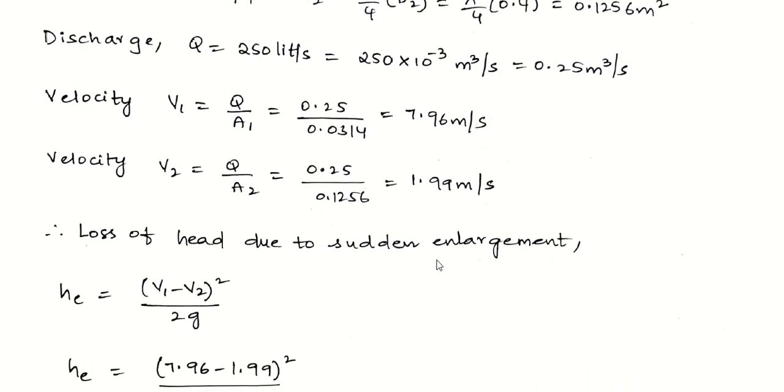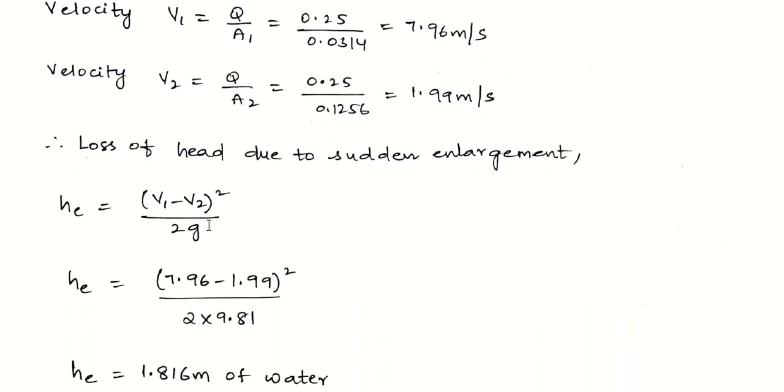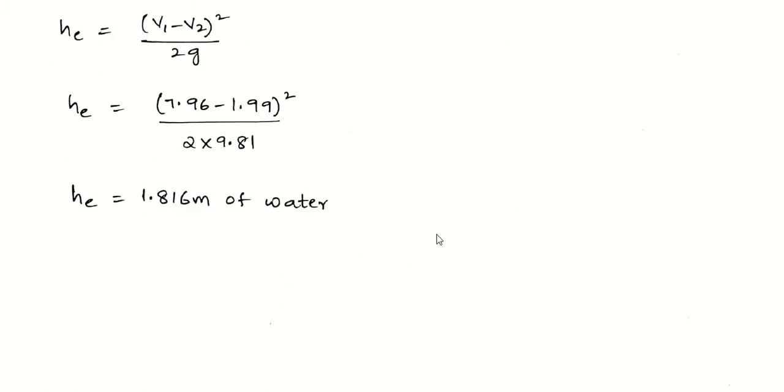So now we can take up the formula of loss of head due to sudden enlargement, which is (V1 minus V2) whole square by 2g. Just substitute and we get 1.816 meters of water. This is how we need to calculate the problem related to sudden enlargement.